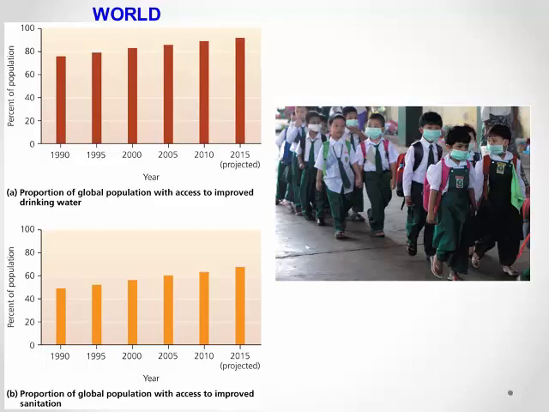Another environmental factor influencing the spread of disease is global climate change. As climates warm, this enables tropical diseases, e.g. malaria, dengue, and cholera, to spread to temperate regions.